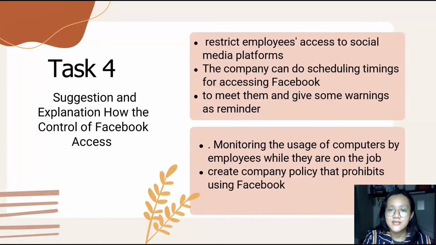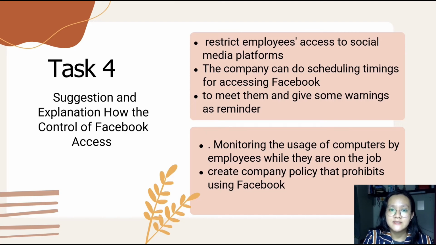I will explain about task 4, which is suggestion and explanation on how to control Facebook access. Handling employee usage of Facebook in the workplace can have a long-term impact on how the company utilizes social networking, except for a few workers who are permitted to do so. General employees are not allowed to browse Facebook during office hours.